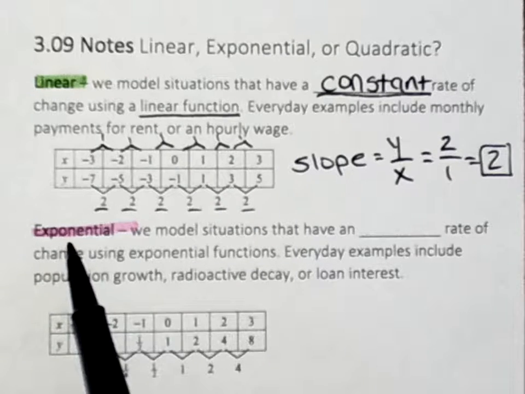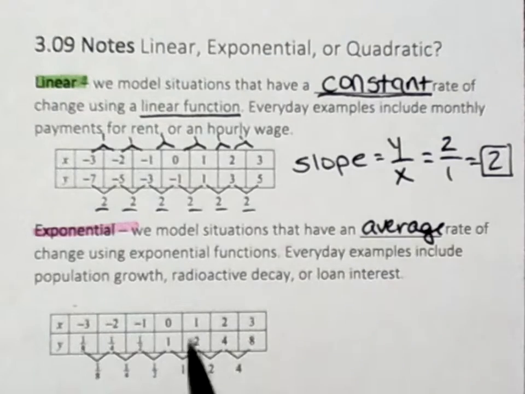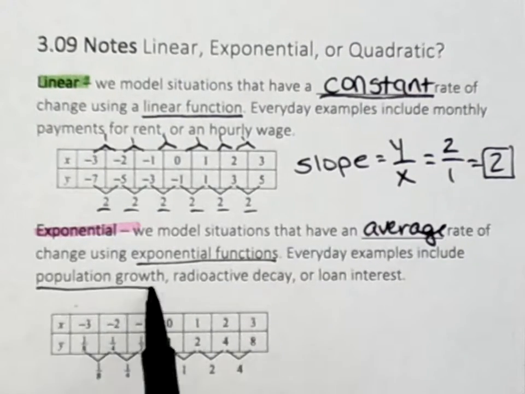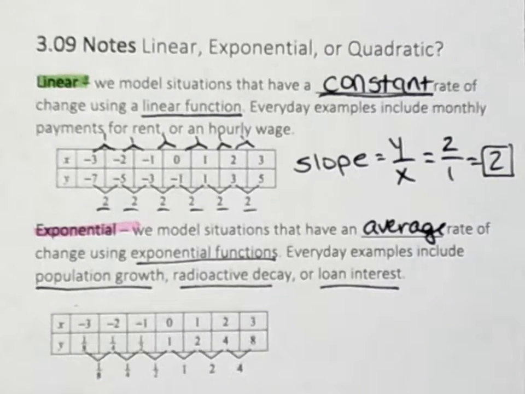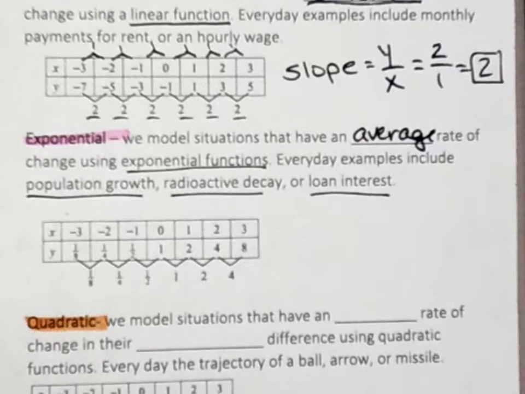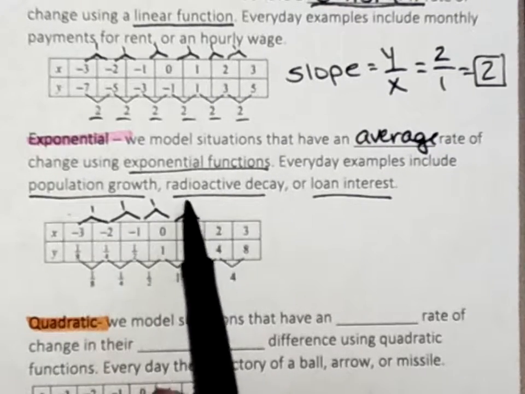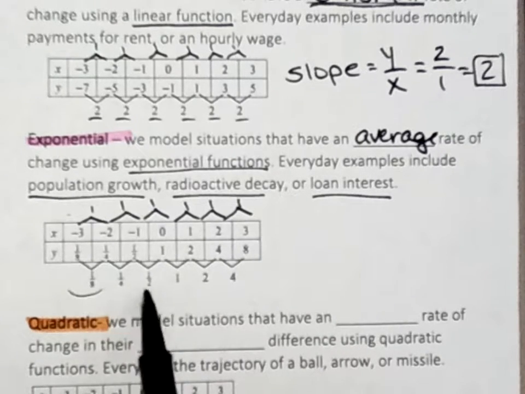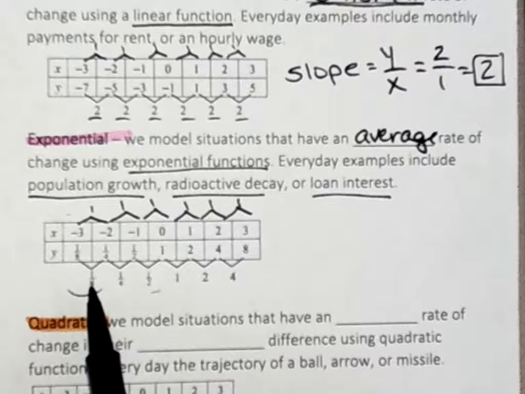We model situations that have an average rate of change using exponential functions. Everyday examples include population growth, radioactive decay, or loan interest. You'll notice in the table below that our x again is increasing by 1 every single time, allowing us to focus on our y. 1/8 to 1/4, 1/2, 1, 2 to 4. This is a multiple of 2.